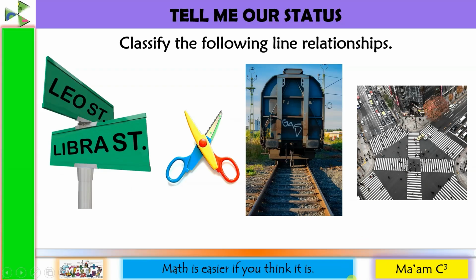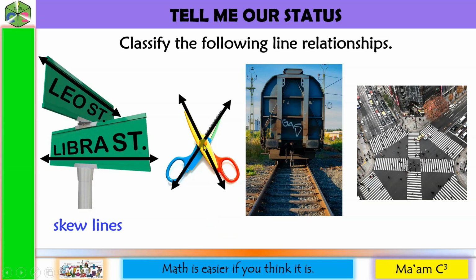Now let's have an activity. Classify the following line relationships. Let's have the first one. Let's get a line here and another one here. These lines are on different planes. They are not coplanar. They will never intersect and they are not parallel. So these lines are skew lines. Let's have this one and this one. They are intersecting lines.